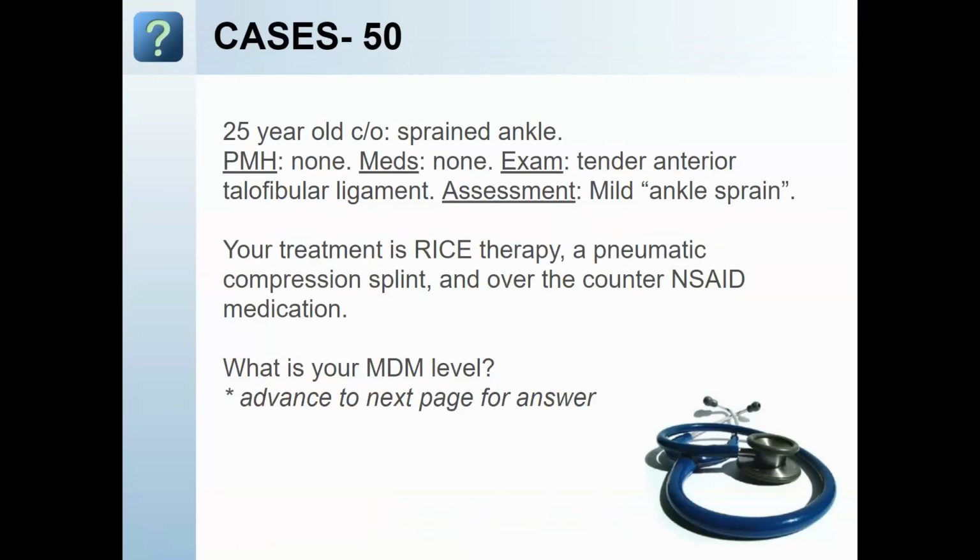All right. Our last case, cases for 50. A 25-year-old comes in with a sprained ankle. Past medical history, none. Medicines, none. Exam shows a tender anterior talofibular ligament. Your assessment is mild ankle sprain. So you decide to treat with RICE therapy and a pneumatic compression splint and over-the-counter nonsteroidal medication. What is your level of medical decision-making for this patient? Let's take a look.